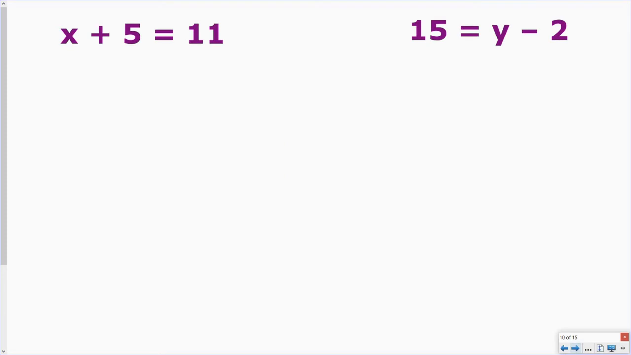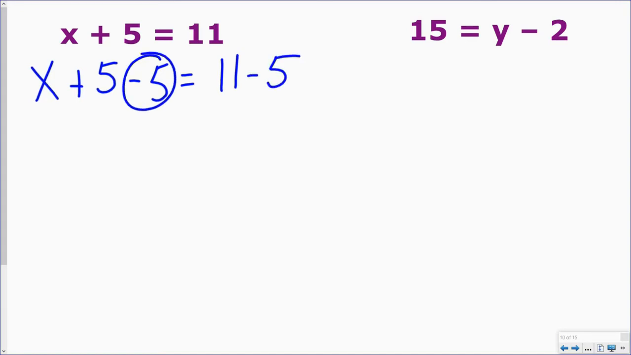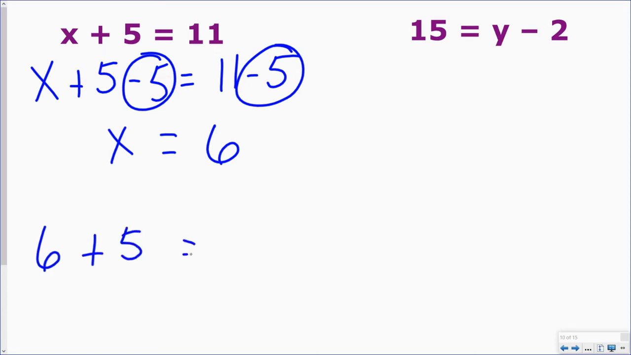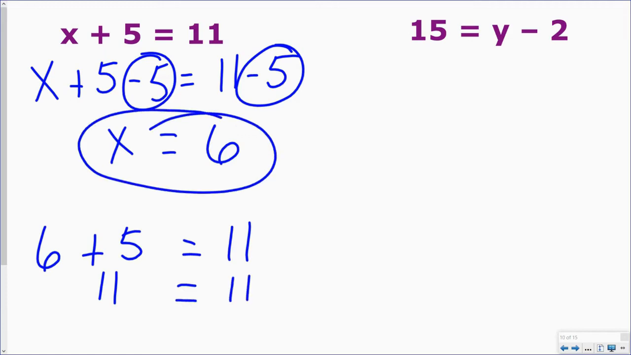All right, now let's just look at some general equations. So in this first one, I have x plus 5 equals 11. So I need to do the inverse. So I have x plus 5 minus 5 equals 11 minus 5, because I subtracted 5 on this side, I need to subtract 5 on this side. So this gives me x equals 11 minus 5 is 6. And then I can check it down here by putting 6 in for x, plus 5 equals 11. 6 plus 5 is 11, and that is the same as 11, so I know this is correct.